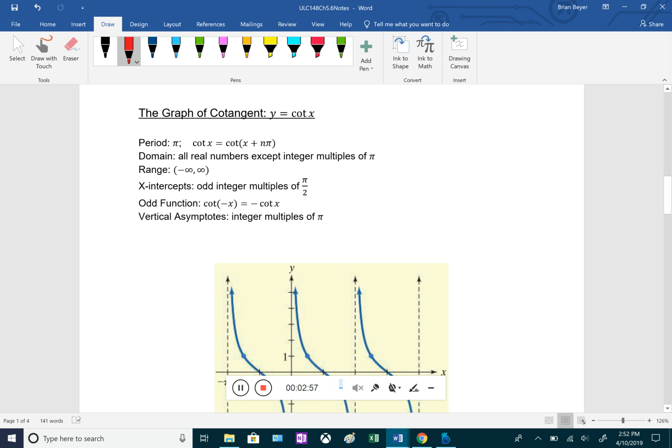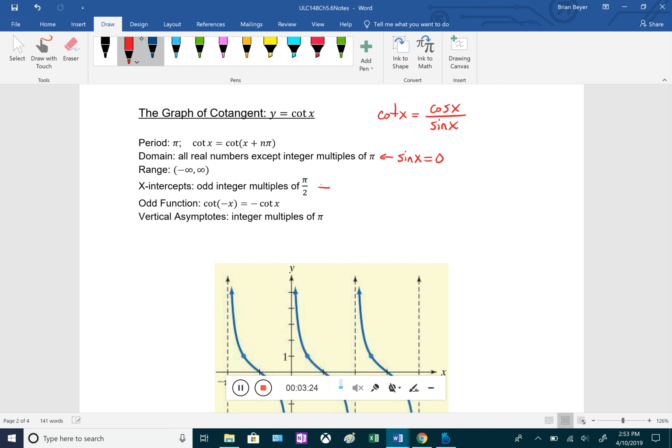Okay, for the next one, cotangent. It's important to know that this is the reciprocal of tangent, which is cosine of x over sine of x. So the period for this one is also going to be pi. The domain is going to be all real numbers except for when that denominator equals 0, which is when sine of x equals 0. So that's going to be integer multiples of pi. The range is negative infinity to infinity.